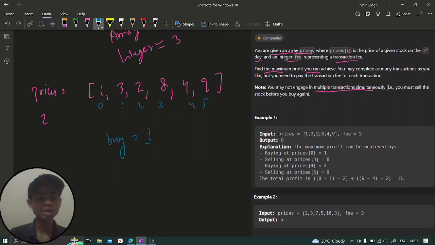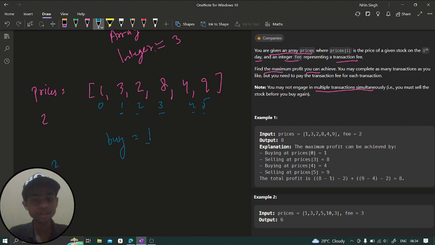Now I can sell it on the first day, second day, third day, fourth day, or fifth day. I can sell any day. If I sell it on the first day, where the price of that stock was 3, how much profit am I going to get? First I subtract my buy price, which is 3 minus 1, that is 2.